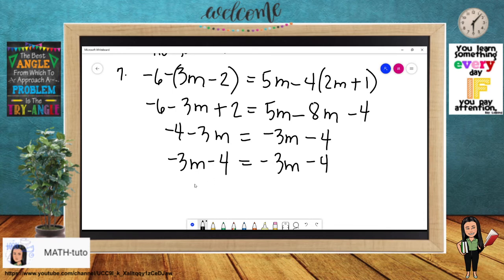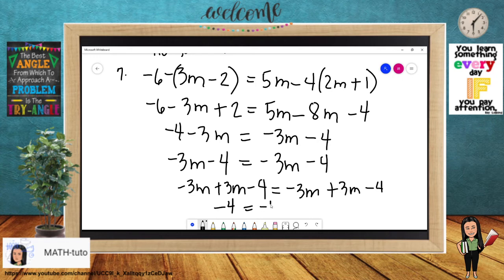Pero sige, mag-add tayo ng 3m to both sides. So we have negative 3m plus 3m minus 4 equal to negative 3m plus 3m minus 4. Mai-eliminate din yung variable dito. We now have negative 4 equal to negative 4. So, if we will solve this kind of equation, mawawala din yung variable, but we will have a constant term equal to itself. Equal siya. Ito naman yung tinatawag natin na identity.